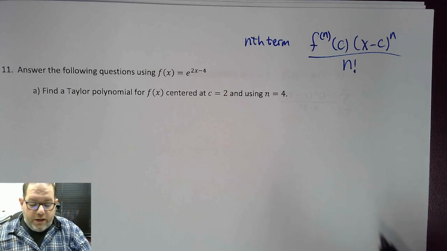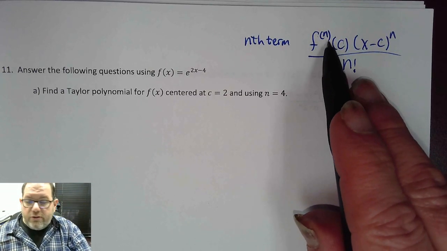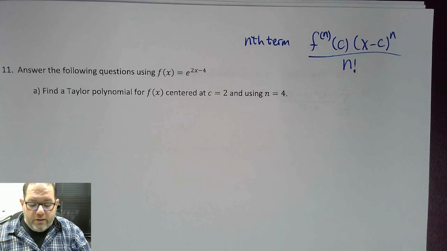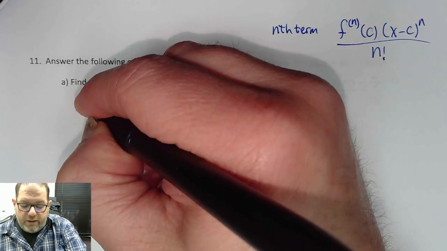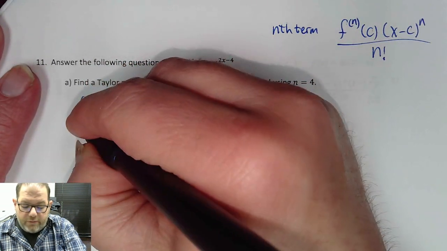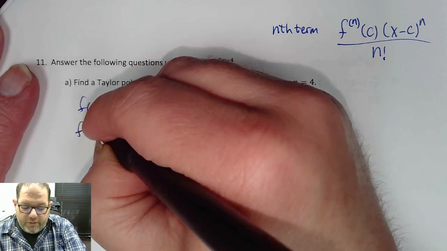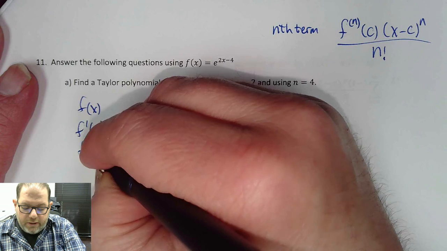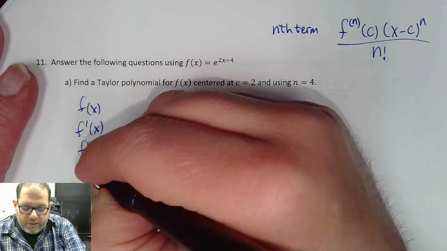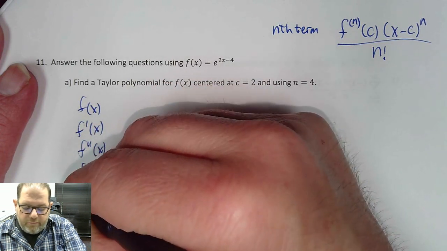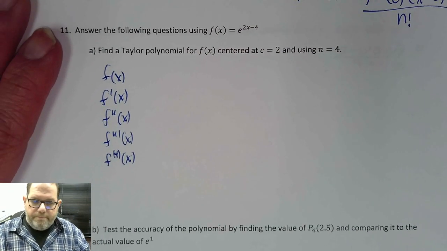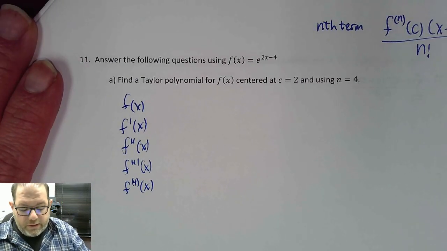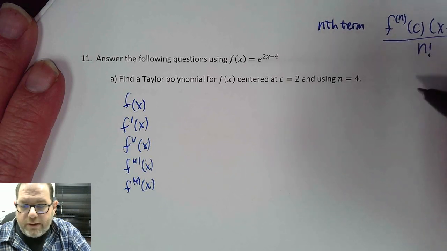Now, for n equals 4, that means we need to go out to the 4th derivative. That's as far as we go with this. So we need to find f of x, f prime of x, f double prime of x, f triple prime of x, and the 4th derivative of f of x. Now in this case, our function is e to the 2x minus 4.